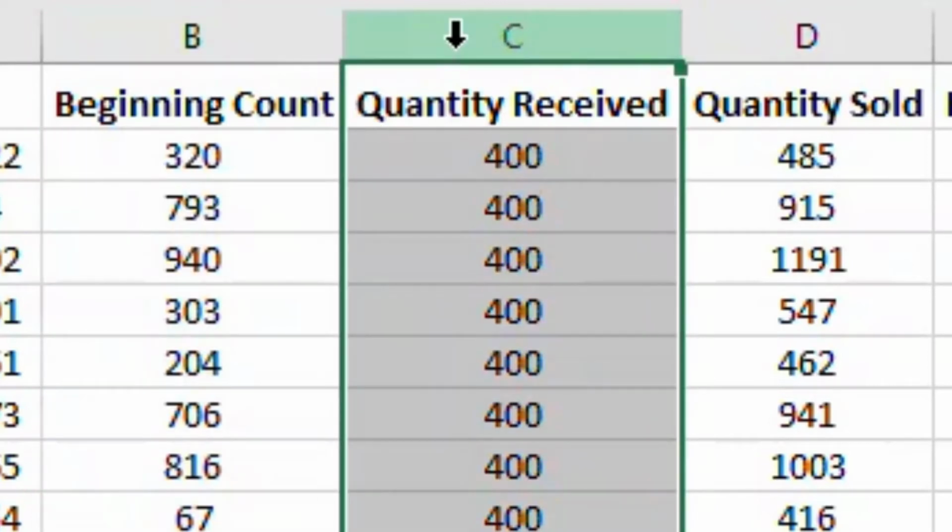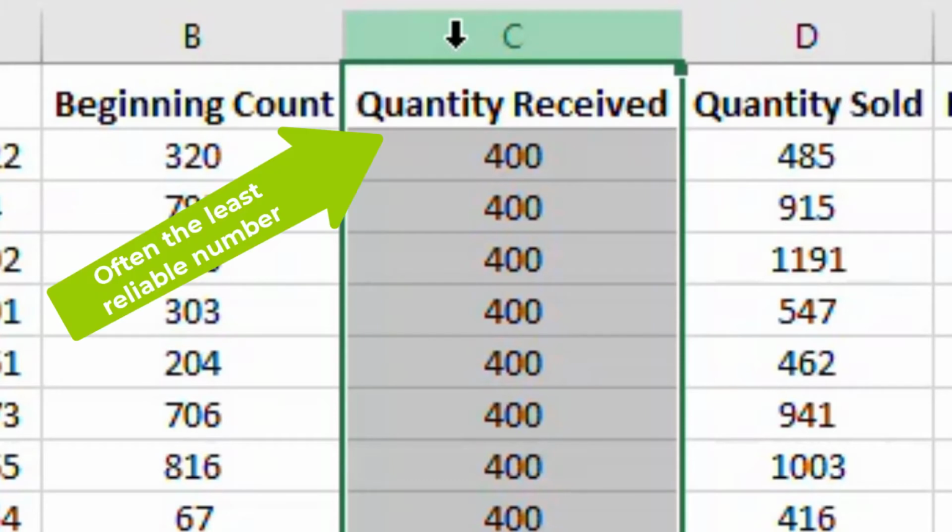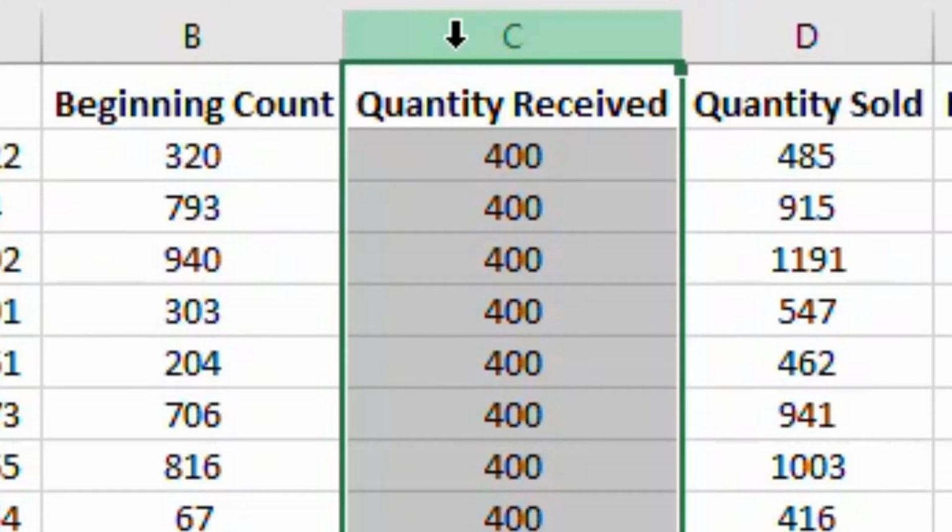You can sometimes impute it from your invoices, and your delivery dates on your documentation can give you a best guess. But this is often the most difficult and least reliable number, so be aware of that. Just be thoughtful about how you gather this quantity received information.